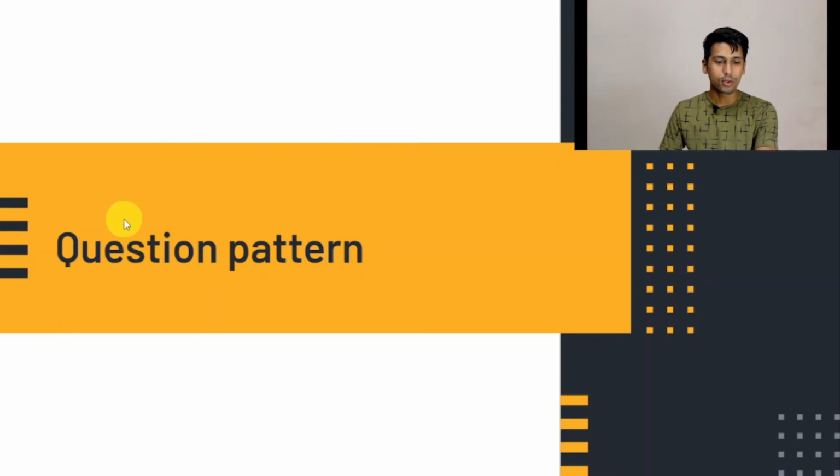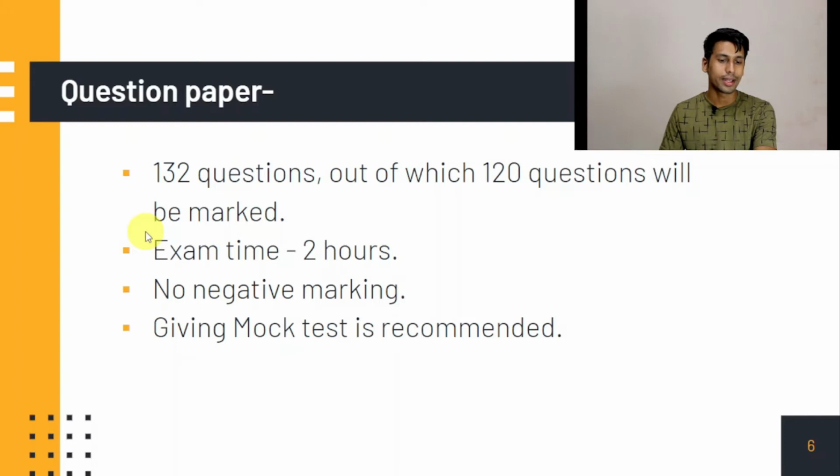Now let's talk about the question pattern: what kind of questions come and how the question pattern is designed. If we look at the question paper, 132 questions come, out of which 120 questions will be marked.